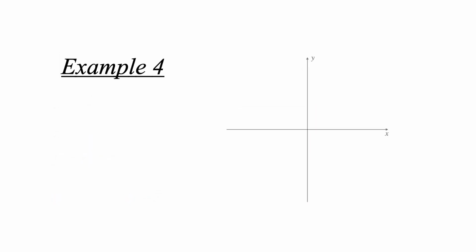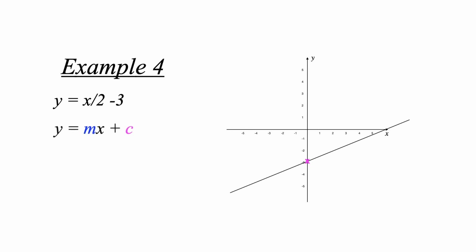Finally, y = x/2 - 3. So x/2 is the same as writing half times x, or half x. So the gradient is a half, and the y-intercept is -3.